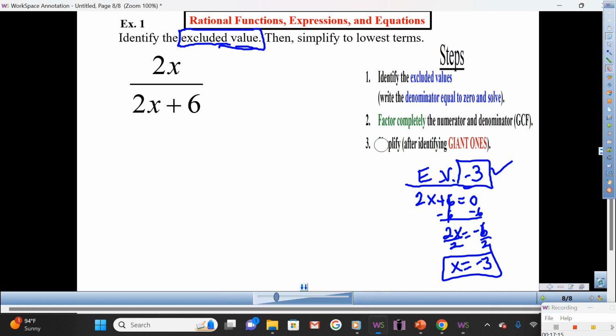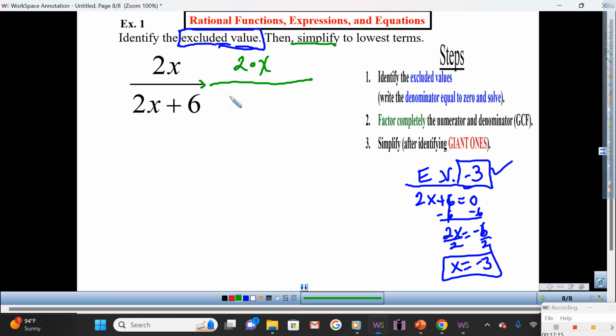So, the second thing they want us to do is what? I'm going to switch to green. Simplify. So let's do this together. We already know how to do this, yes? Here we go. Numerator, can I factor this anymore? No, I'll just leave it as 2 times x. Denominator, can I factor this? Yes. What's GCF? 2, and we're left with x plus 3. And the last step, identify any giant ones. We have giant ones? The 2 and the 2, so we're left with x over x plus 3. Copy that, please.